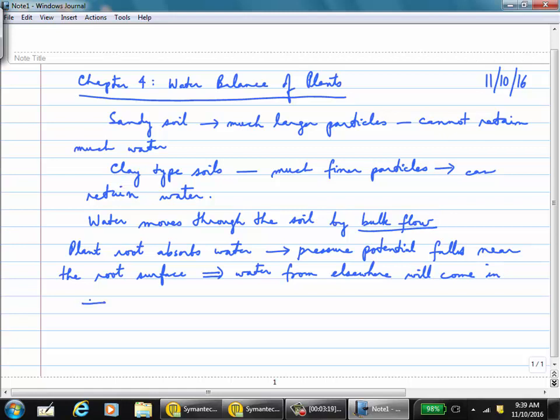Now the roots also have something that are called root hairs, because if you increase the surface area, you're greatly going to facilitate the absorption of water. So root hairs provide additional surface area for water absorption.